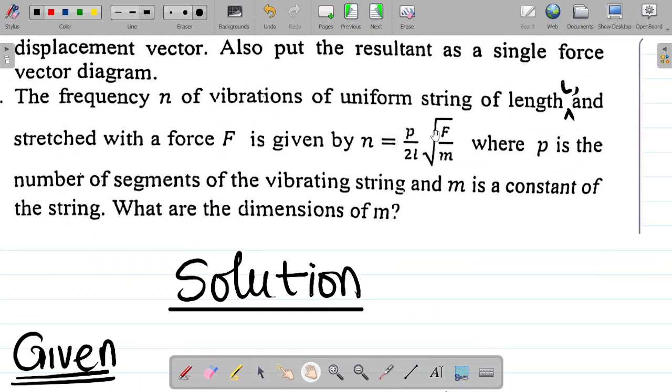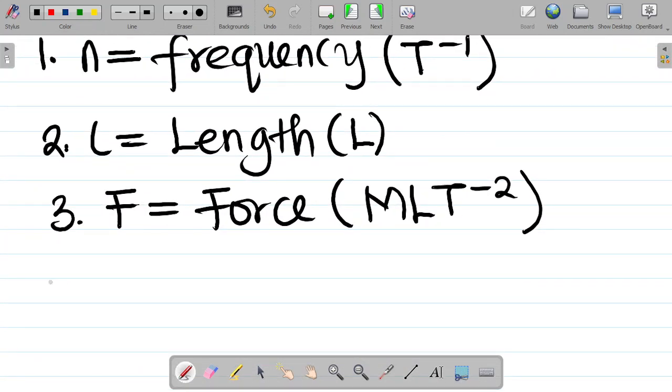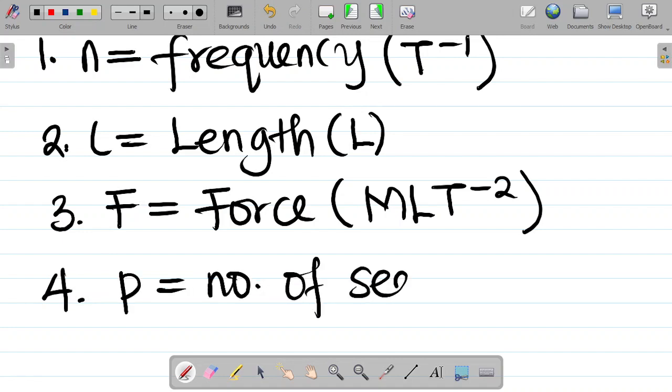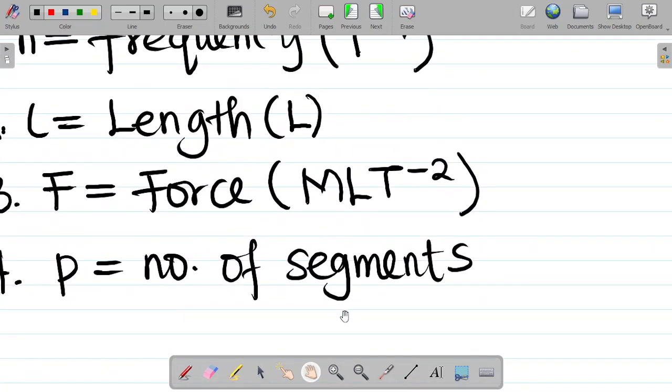They said it's given by this, where P is the number of segments. So P is equal to what there? Number 4. Number 4 is P. P is equal to the number of segments. The question becomes, for the number of segments as said in the question, what is the dimension of the number of segments?